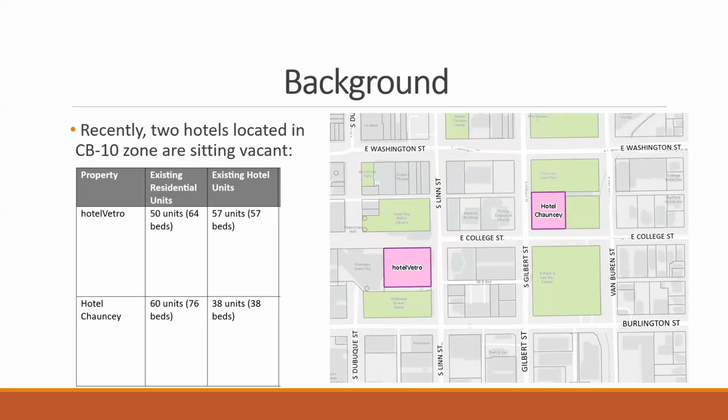Both of these sites contain a mix of uses. They have commercial and office space in the lower levels. Then the hotel is kind of in the middle floors, and they have residential units in the upper floors. And I put a table here just so you can get a sense of the inside of these sites. So at Hotel Vetro, there are 50 existing residential units and then 57 hotel rooms that are sitting vacant currently. Hotel Chauncey has got 60 units and then 38 hotel units that are sitting vacant.